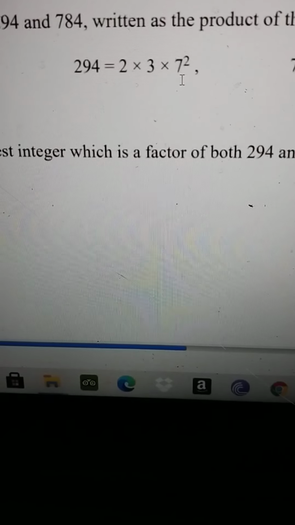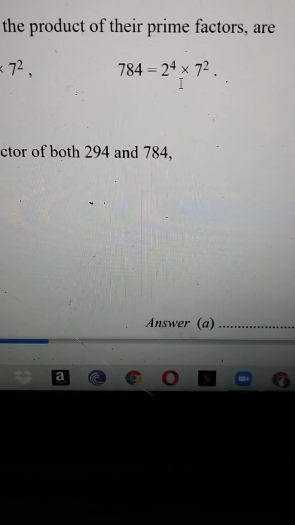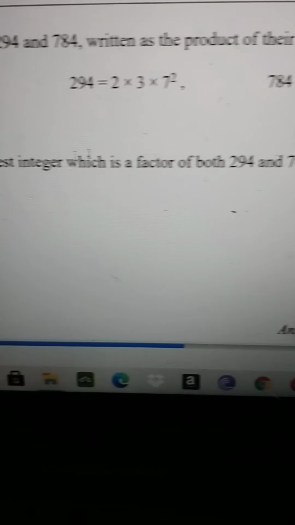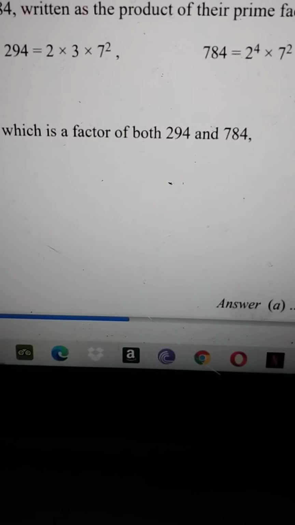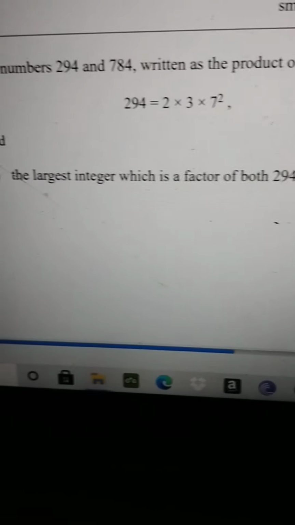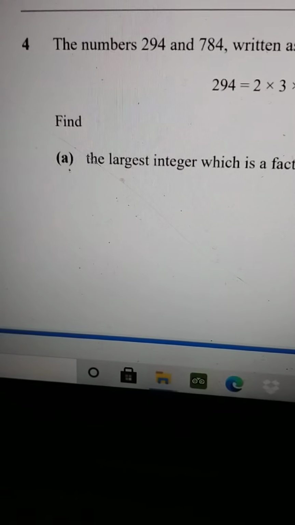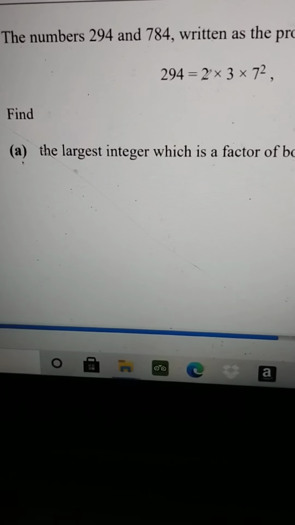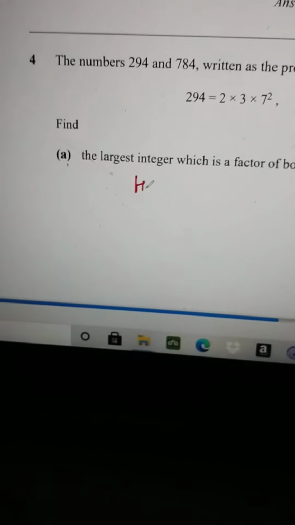The numbers 294 and 784 are given, written as the product of their prime factors. The prime factors are these: 2 into 3 into 7 into 7. And 784 is also given as 2 to the power 4 into 7 squared. The largest integer value which is a factor of both 294 and 784 means that you have to find the HCF, highest common factor. We already have these prime factors, so the easiest method for HCF is this, which I'm showing over here.